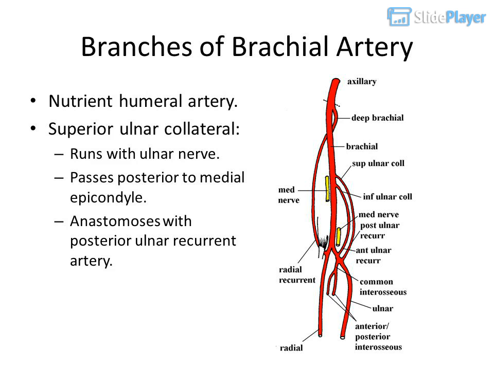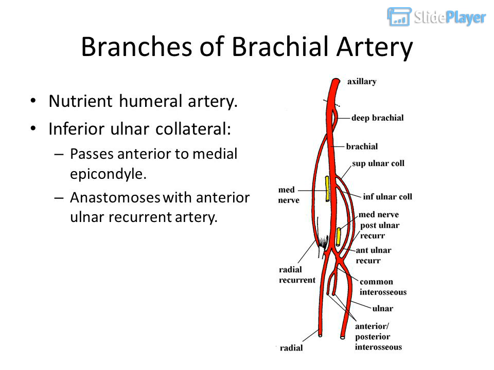Branches of brachial artery: nutrient humeral artery. The superior ulnar collateral runs with the ulnar nerve, passes posterior to the medial epicondyle, and anastomoses with the posterior ulnar recurrent artery. The inferior ulnar collateral passes anterior to the medial epicondyle and anastomoses with the anterior ulnar recurrent artery.